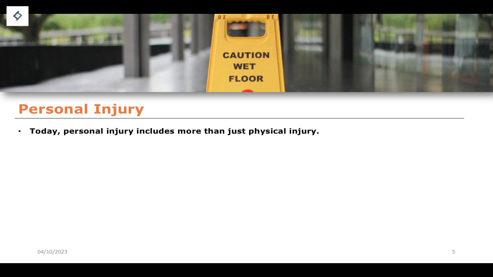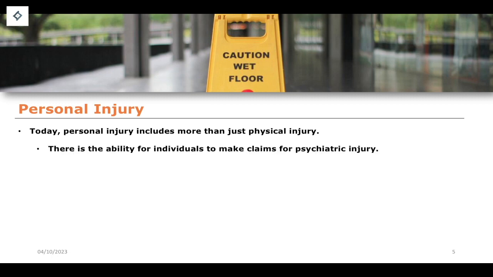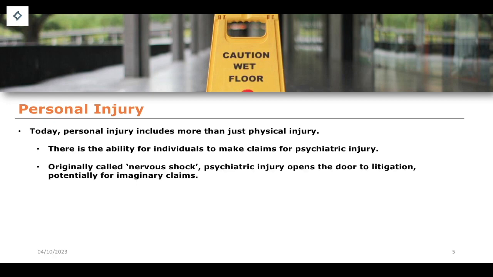But personal injury in negligence doesn't necessarily just include physical injury. You also have individuals who are able to make claims for psychiatric injury. Now, this is a particularly difficult area of tort because psychiatric injury does open the door to litigation, and certain judges and commentators on the law of tort, specifically on the tort of negligence, have argued that psychiatric injury could potentially open the door to imaginary claims.